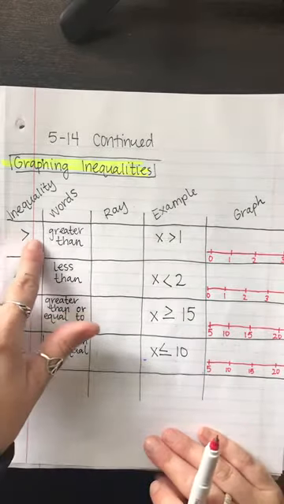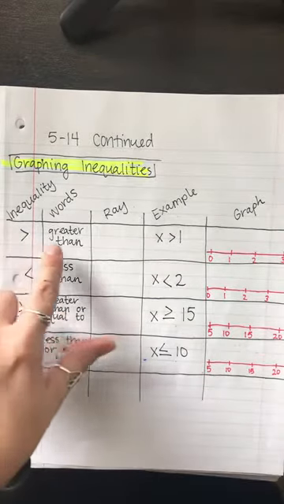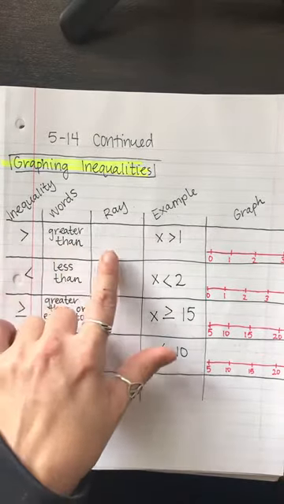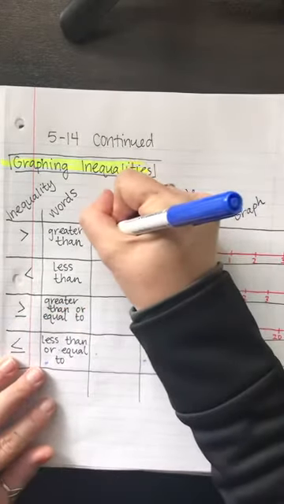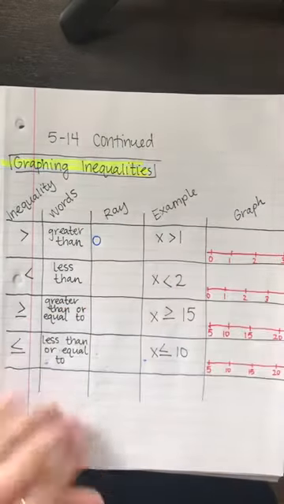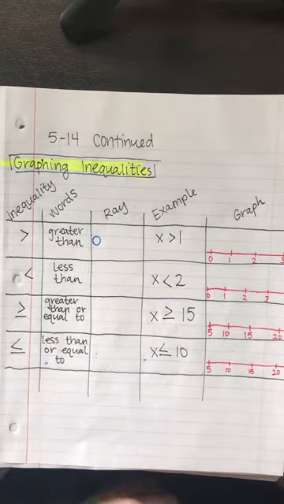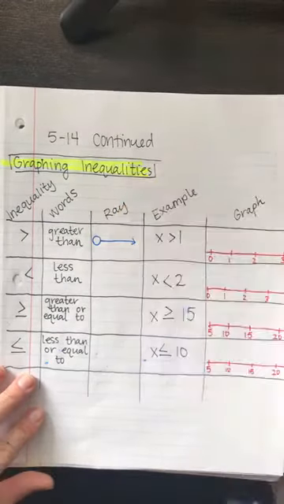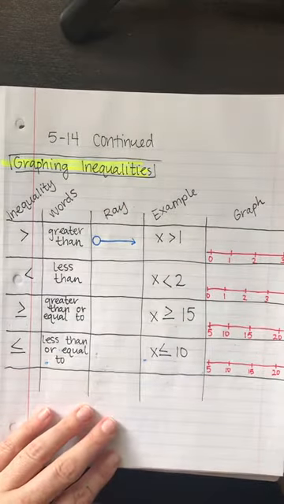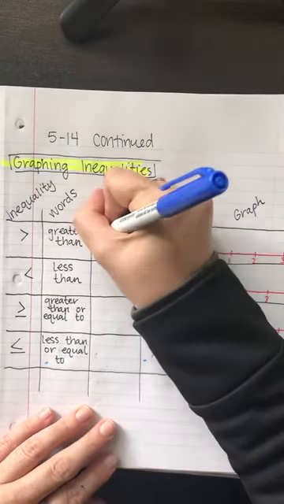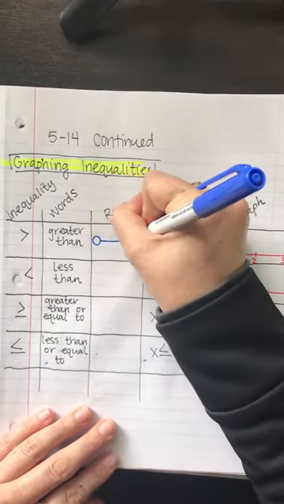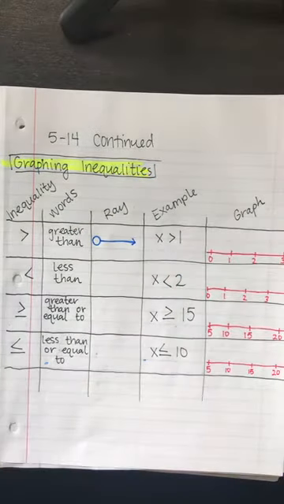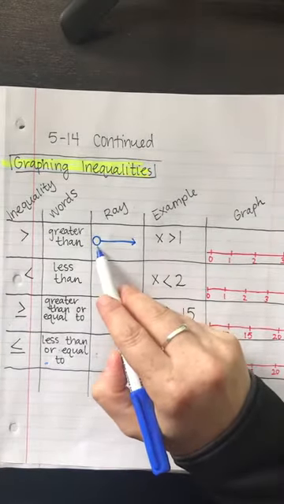So for greater than, its ray is going to look like this. It's a hollow circle on the point where it starts, and then it points to the right. Hollow circle at the point that it starts, and then it goes to the right. And I'll explain to you in a little bit why it is that it's hollow.